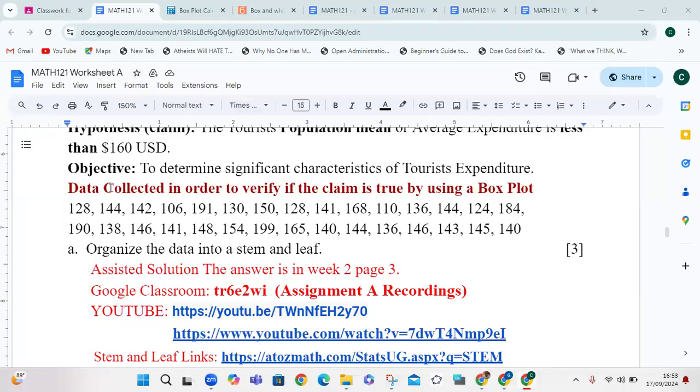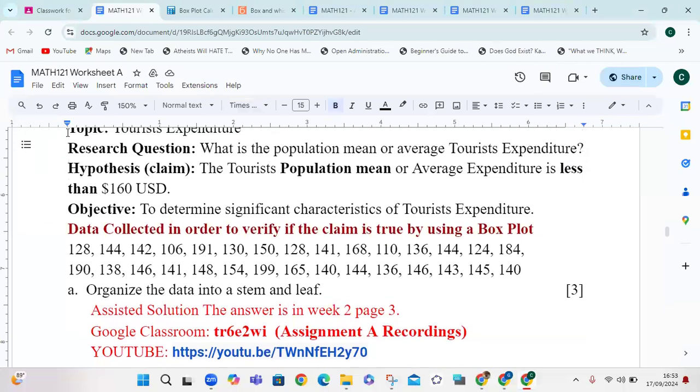Now let's recall that there was a hypothesis. There was a research question: what is the mean expenditure? And there was a hypothesis, well, the mean is less than 160. And that's the objective that we've got. So data was collected in order to verify if this claim is true or not. And here is the data.